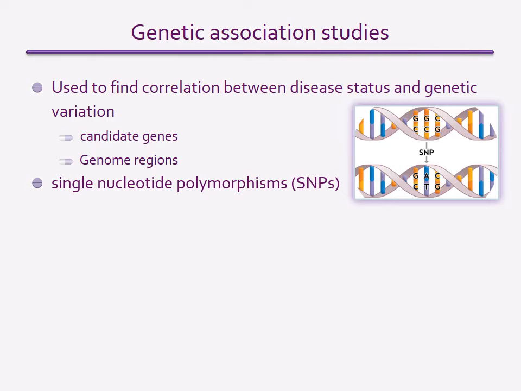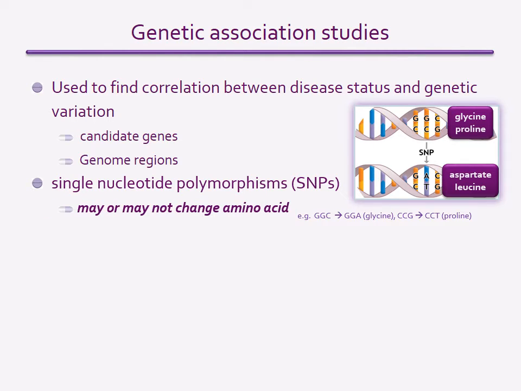In this example, the SNP would change the codes on each of the DNA strands from glycine and proline to aspartic acid and leucine. But because there are several codes for each amino acid, SNPs don't always have an effect on the amino acid composition of a protein. For example, if the third base in the upper strand were mutated to an A instead of the second base, glycine and proline would still be produced.